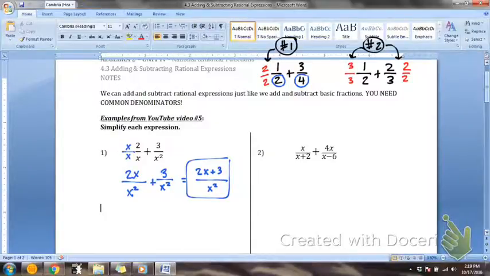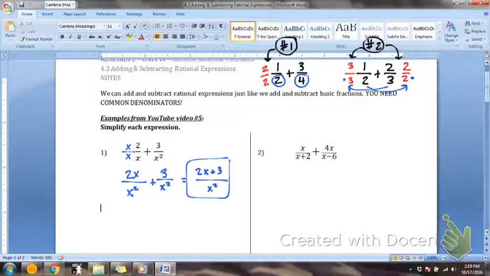Okay, question number 2. It says we have a denominator of x plus 2 and a denominator of x minus 6. Now, remember, yes, they have x's in common, but the entire x plus 2 goes together, right? And so I don't know how I'm supposed to make x plus 2 become x minus 6. So let's look at option number 2 that I wrote there at the top with the basic fractions. Notice that we multiplied each fraction by the other, right? This one by a 3 and this one by a 2. Do you guys see that? I multiplied them by each other.